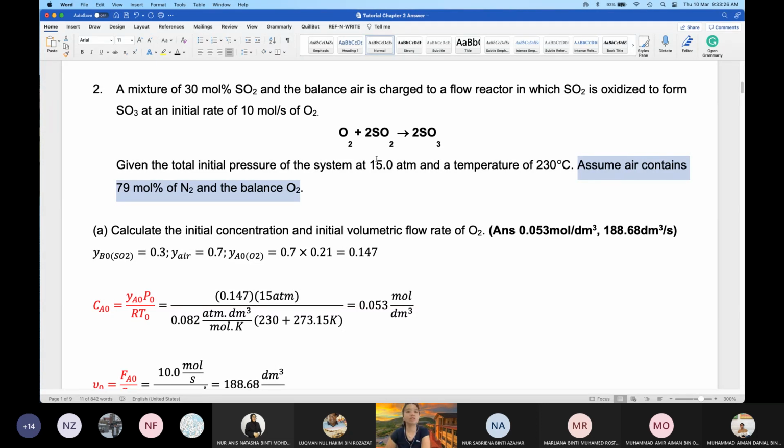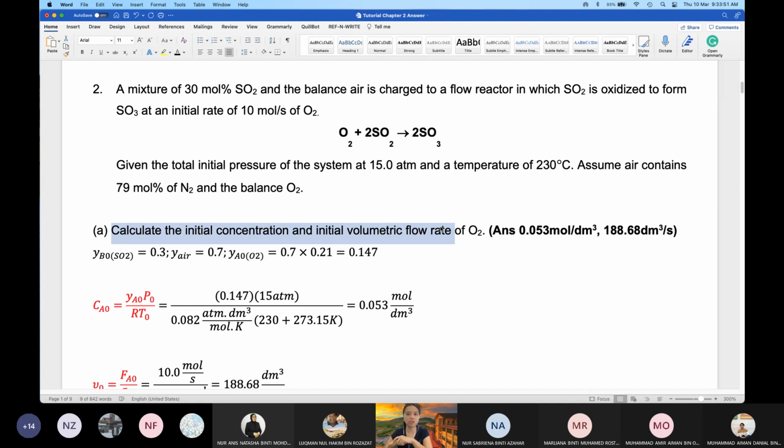Right, so now they say the question. Calculate the initial concentration and initial volumetric flow rate of oxygen gas. Okay, dia nak tahu CA0, O2 is our A, right? So dia nak tahu CA0 dan epsilon naught. Okay, so they want to find CA0 and epsilon naught. Okay, so again, same concept.